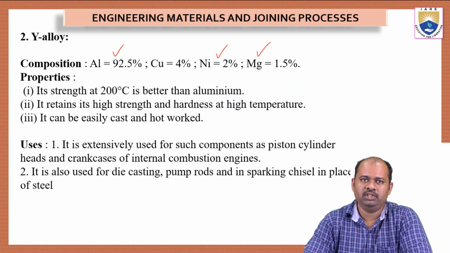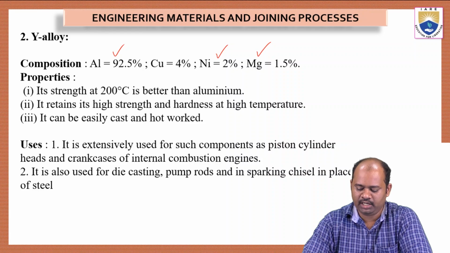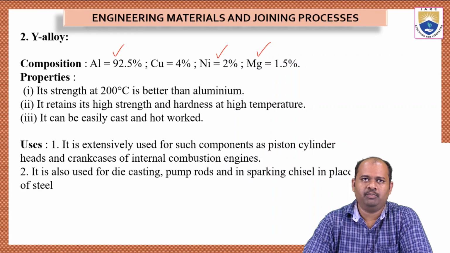Let us see what the uses of this Y alloy are. It is extensively used for components such as piston, cylinder heads, and crankcase of internal combustion engines. Mostly IC engines are made of this Y alloy because it is lightweight yet similarly strong as compared to iron. It is also used for die casting, pump rods, and in sparking chisel in place of steel. So whenever we want to cast some objects, we will use die casting made of Y alloy.